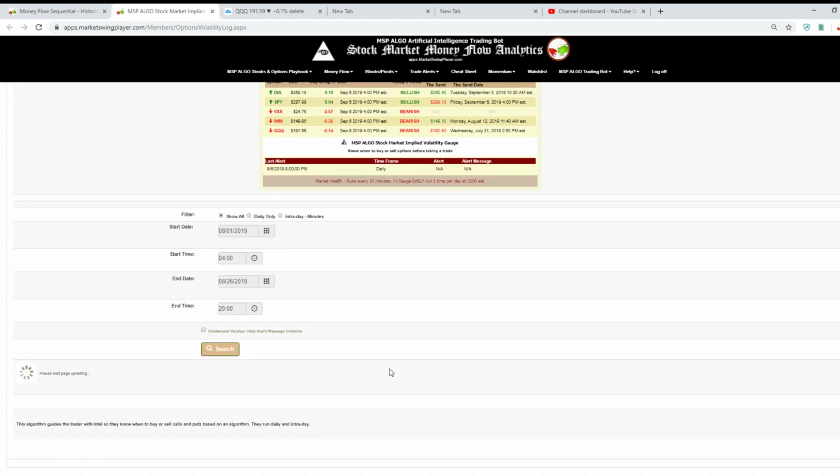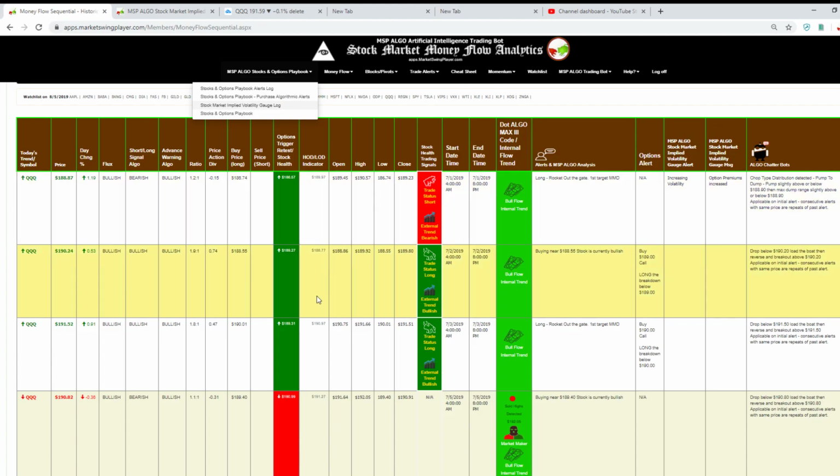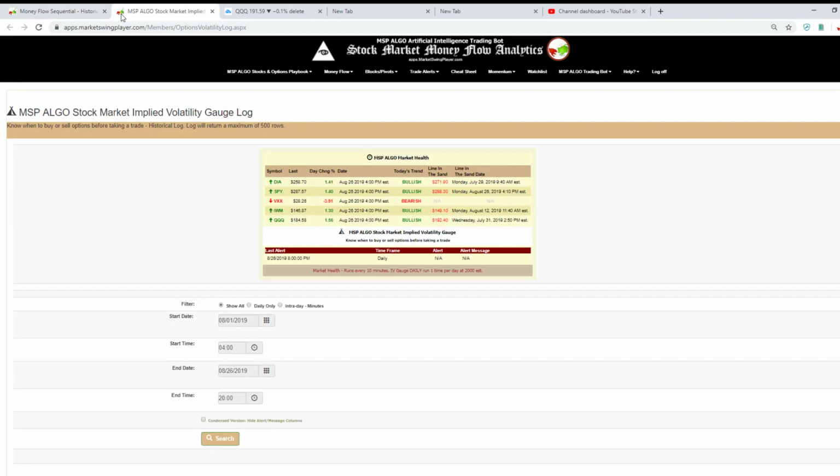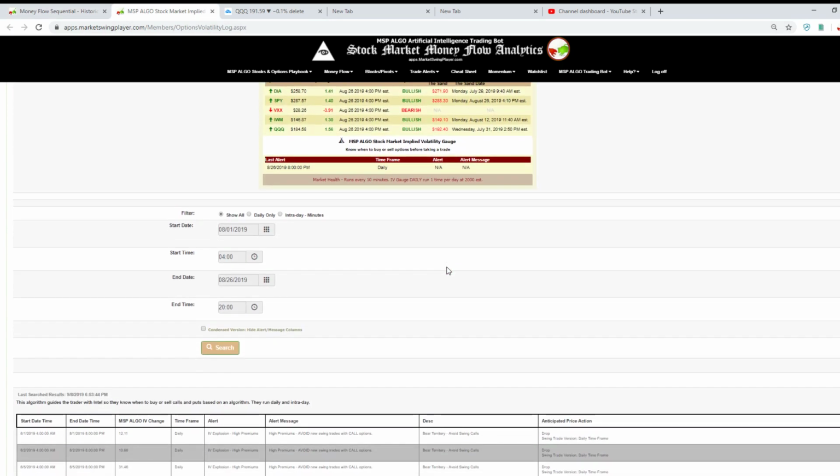So we're going to look at that time frame, and when we looked at the sequential view, it does show us our implied volatility, but it's intraday, because we do get it intraday as well. But the major one you need to pay attention to is the daily. It's the daily, okay? So let's look at the daily.